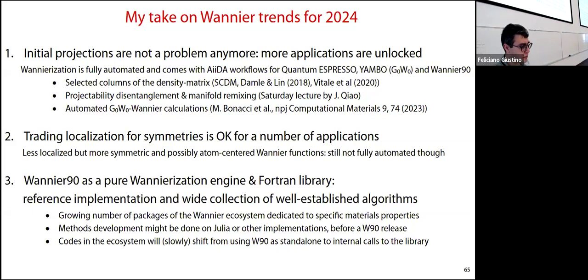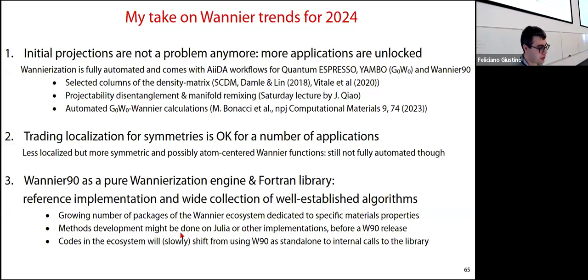Wannier90 is becoming more and more an engine and pure library, okay, a reference implementation of Wannierization algorithms in Fortran, okay. While there is a growing number of packages in the ecosystem that are dedicated to calculating actual materials properties, okay. It could be some optical conductivity, some mobility, some Berry curvatures, and some topological invariants, and more, okay.